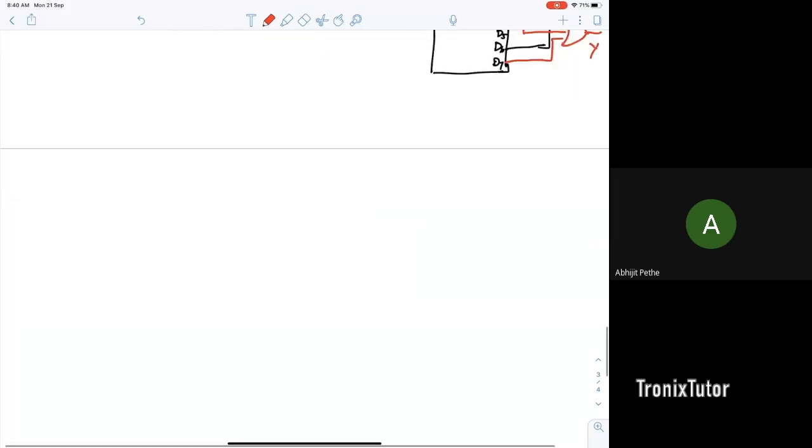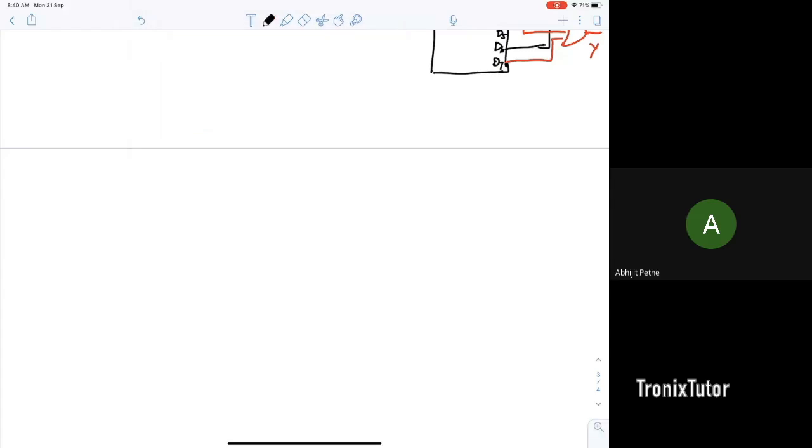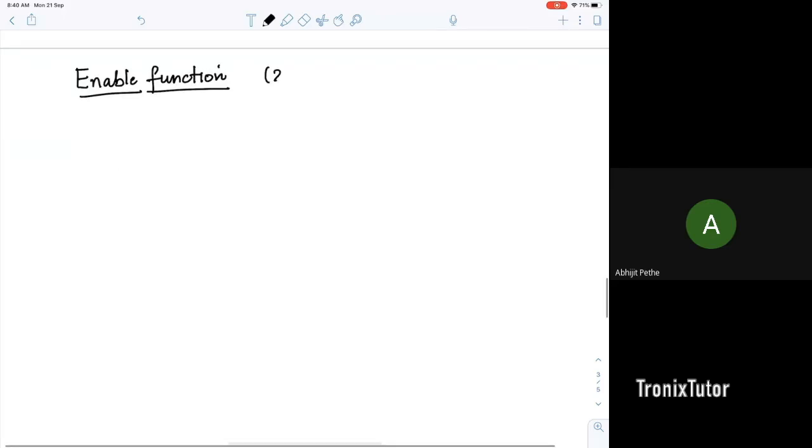Now, one important function that you normally get with decoders is known as the enable. So what is the enable function? Let's look at a 2x4 decoder.